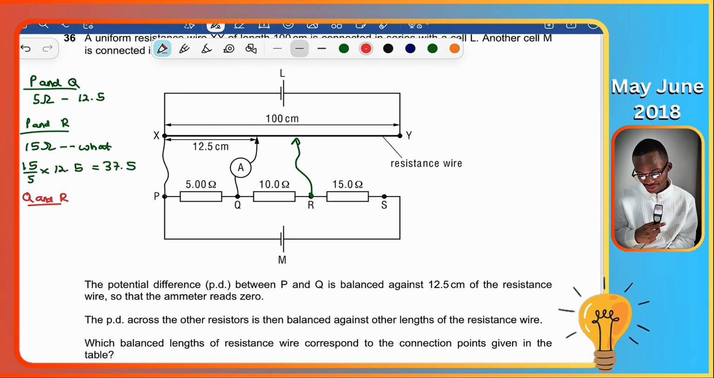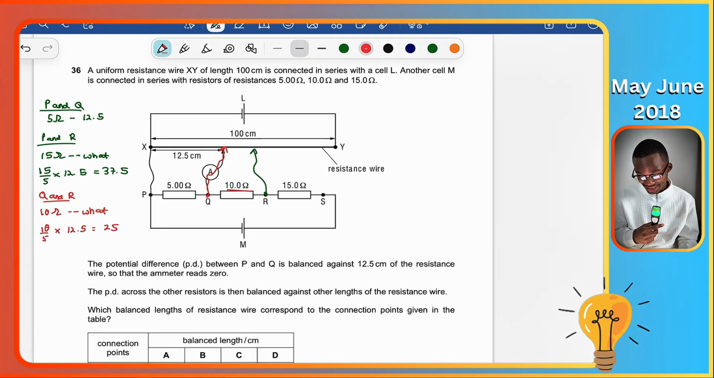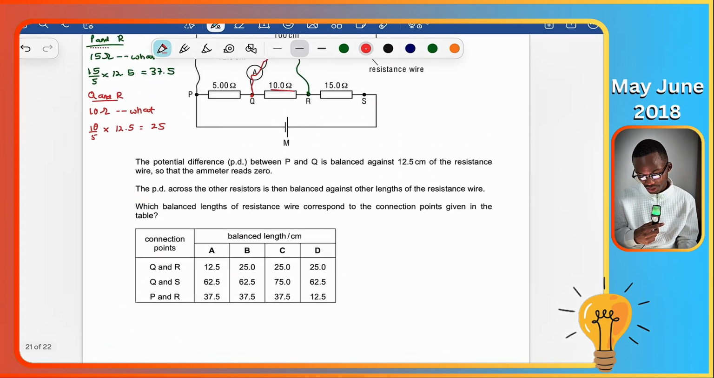Q and R, we have 10, so that's Q. That's R. Like this. How much length do you need? So it's 10 ohms. So 10 ohms will be equal to what? So it's 10 over 5 times 12.5, and that's going to give you 25. Right? Very simple. Then P, Q and S.